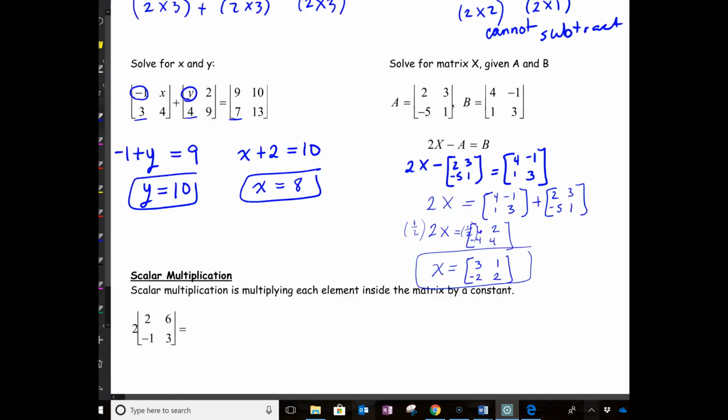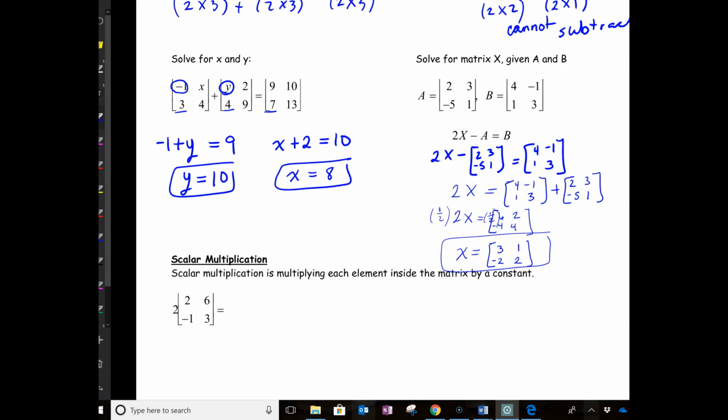Now, one thing to recognize is that scalar multiplication can be performed on any matrix. What is scalar multiplication? It's just multiplying each element inside the matrix by a constant. So if you see one little number on the outside, we know that we can distribute it in. In this case, it would become 4, 12, negative 2, and 6. However, as you are looking at real matrix multiplication, multiplying two matrices together, it's not quite that simple.